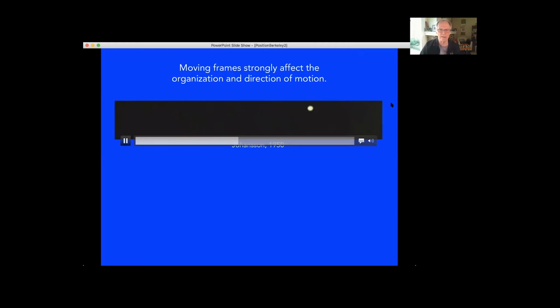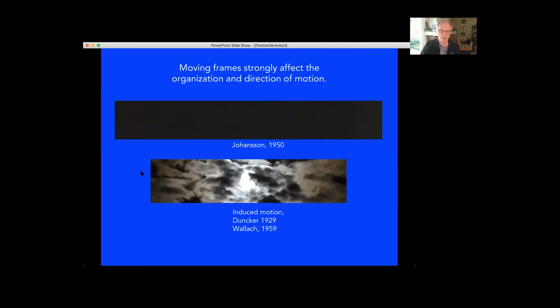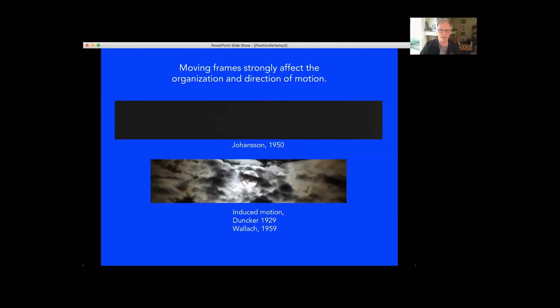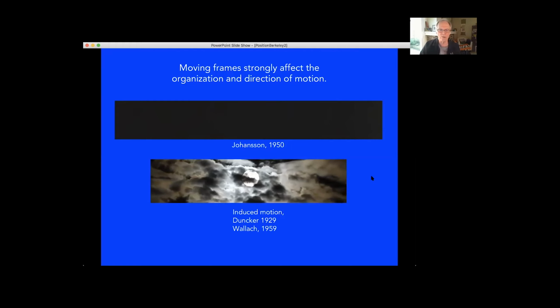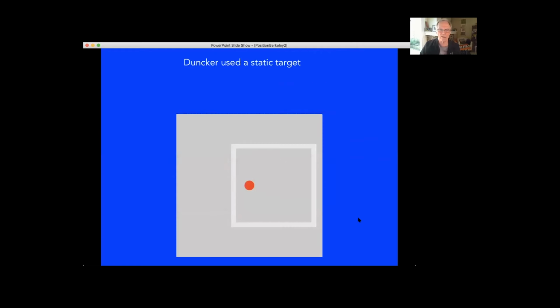So Johansson, 1950s, did this lovely study of the bicycle wheel, the light that seemed to be doing looping motion, but when you put the center in it, it came back. And then, of course, you could see the circular motion. So there's some kind of frame of reference to organize the motion. And then Duncker and Wallach made a lot about induced motion. And I think they got it from the moving moon that slides behind the clouds. But here's his static target version. And in his experiments, the frame speed is extremely low, sometimes just around threshold of motion to get his effects.